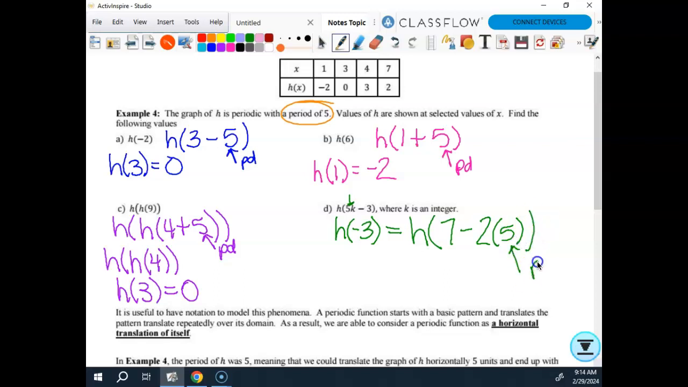So this is the period. So now I can ignore that, and I just want h of 7, which is 2. Okay. What questions you got? Anything? All right.